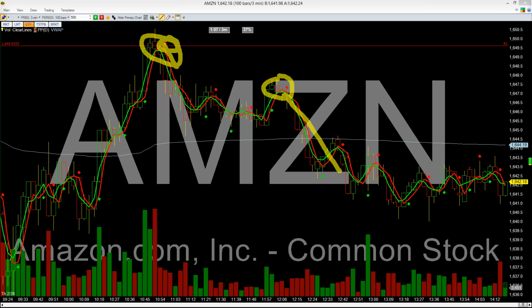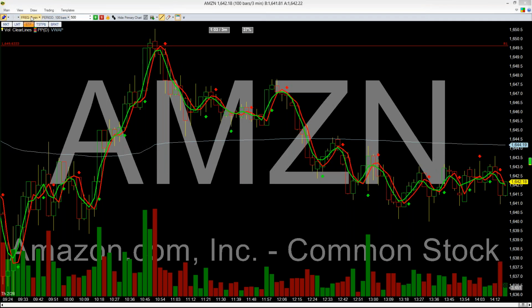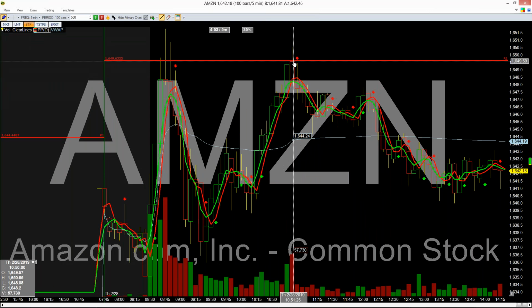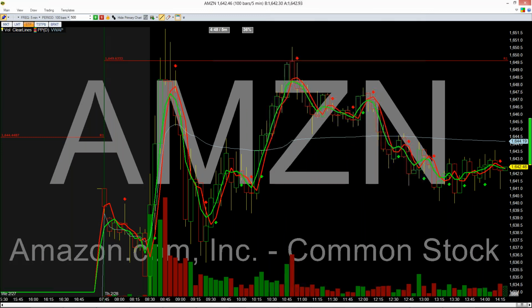So real clear signal on my platform on the 3-minute. If you want to see a 1-minute, there's a 1-minute. It's kind of choppy on the 1-minute. Here's a 5-minute. Again, here's that top on the 5-minute. Nice, clean down arrow. You had a secondary one. So you had your first arrow here. After a brief bounce, you had another down arrow. So several good spots to get short on Amazon today.